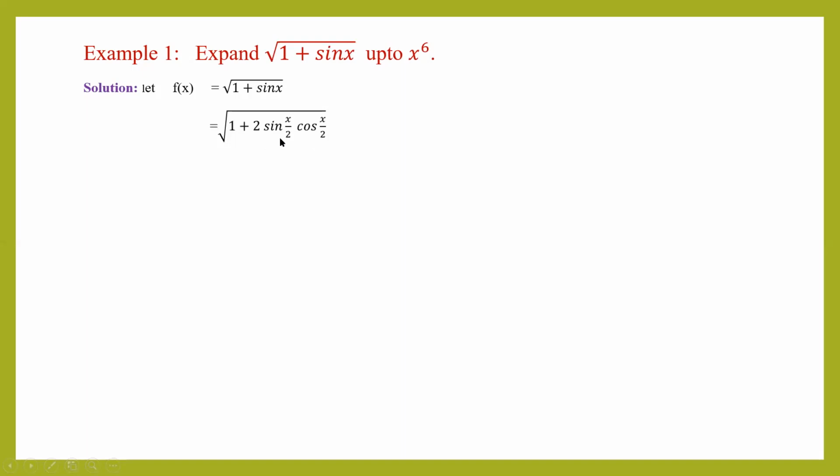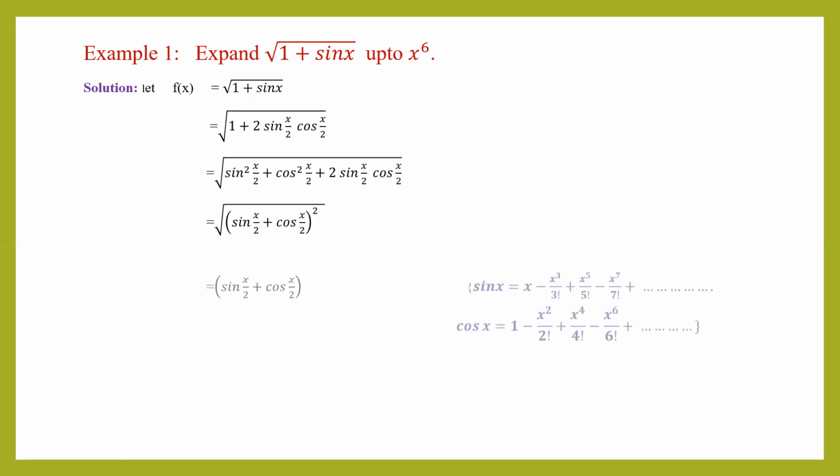Now again, to remove the square root, we have to express this term as a perfect square, right? So to convert this into perfect square, we should write 1 as sine square plus cos square. We know that sine square theta plus cos square theta is 1. As we have here angle x by 2, so we'll write sine square x by 2 plus cos square x by 2. And it is perfect square of sine x by 2 plus cos x by 2. So easily now we can remove the square root.